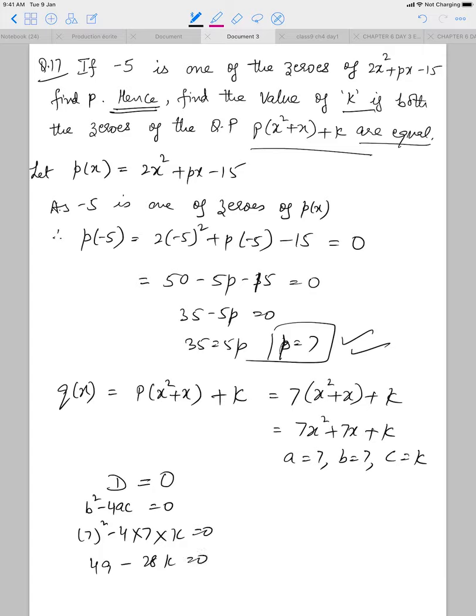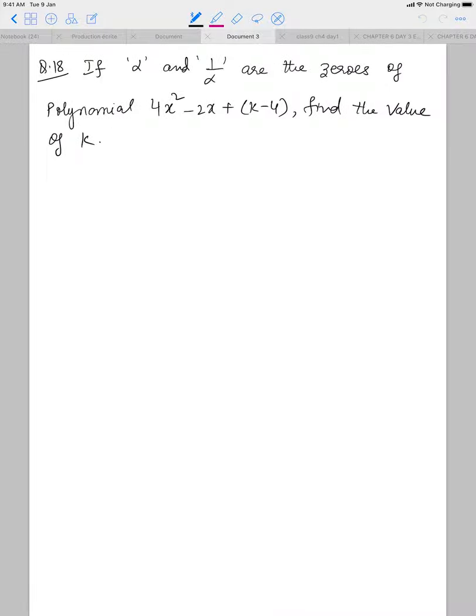28k is equal to 0. That gives you 49 is equal to 28k, and hence k is equal to 49 upon 28. That is, the value is 7 upon 4. So, the value of k for which the zeros of the given polynomial are equal is 7 upon 4. Next, question number 18.